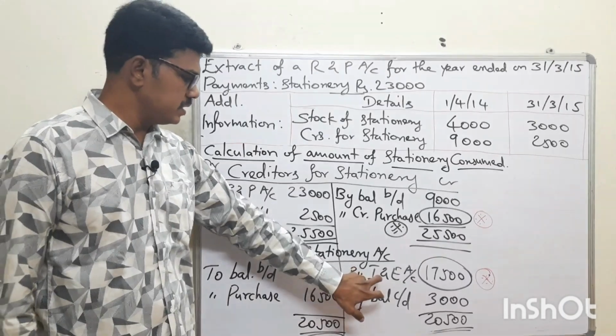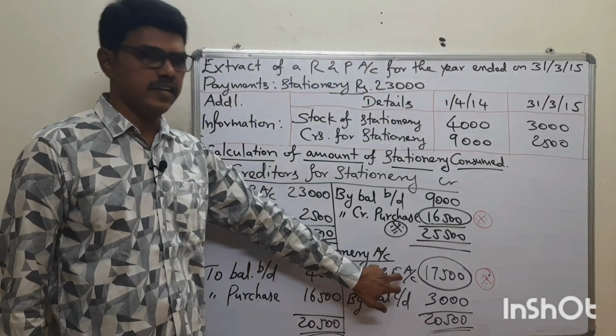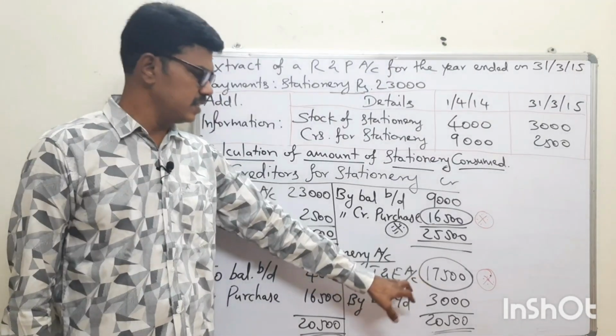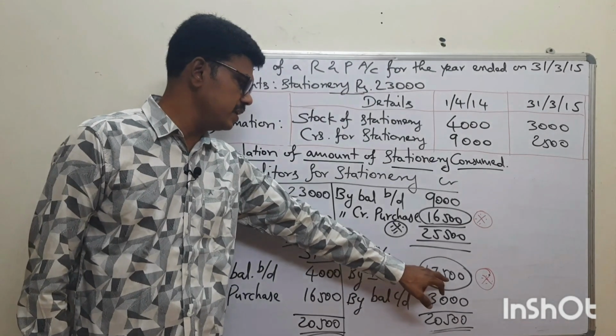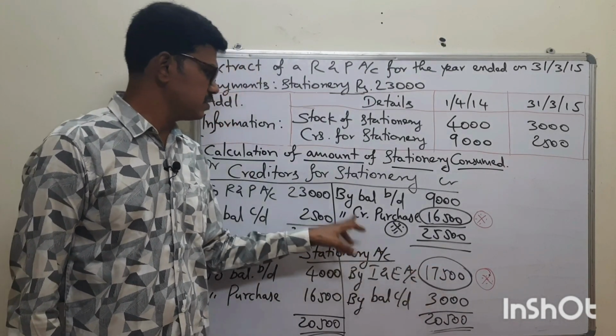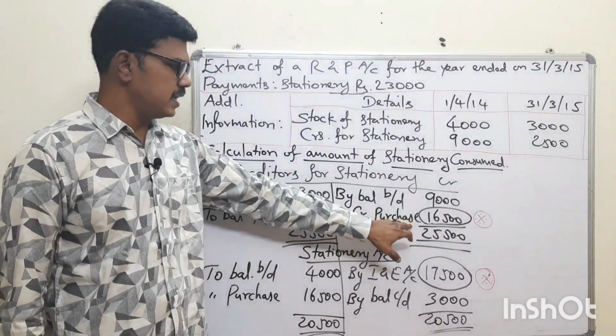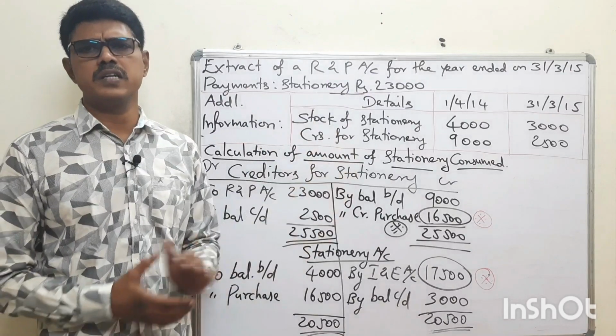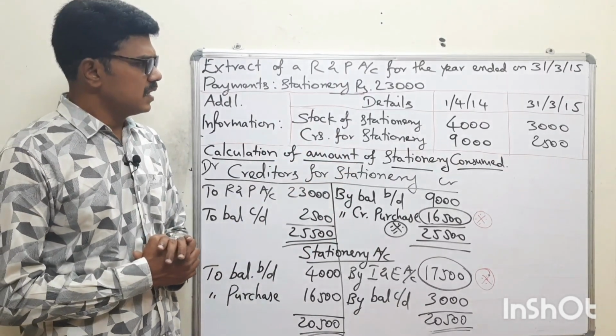This is the amount. This should be shown in the income and expenditure account. That is why we have written here income and expenditure account. This is the actual amount of stationery consumed during the year. This is the actual credit purchase made during the year, right? I hope that you all would have understood this clearly, right?